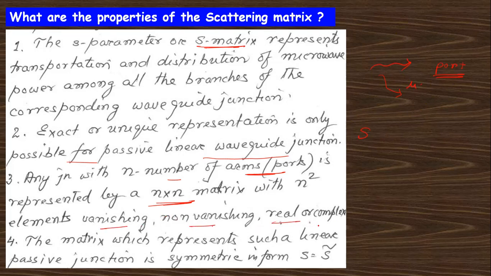Okay. Number four, this is one, two, three and fourth. The fourth says the matrix which represents such a linear passive junction, in case of a passive junction, is symmetric in this form. That means this scattering matrix will be symmetric. Okay.